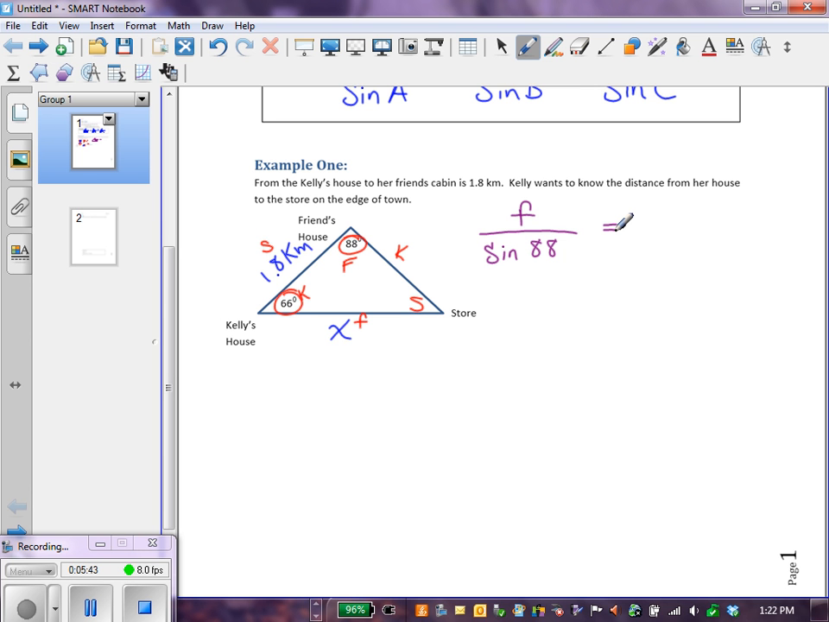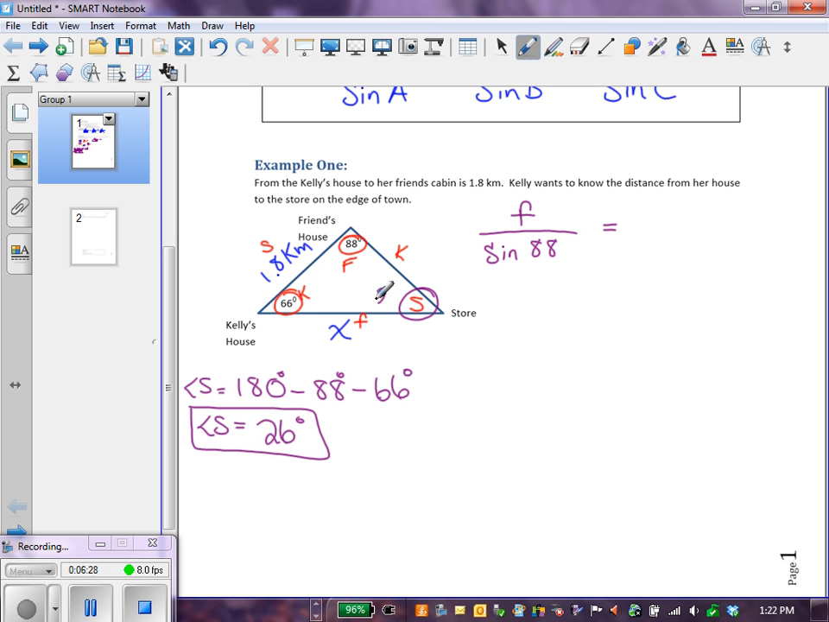It's easy. This is where your prior knowledge has to come in. Can we solve for S? Yes. So we've got 180 minus 88 minus 66, and that's angle S. So what is angle S? 26? Okay, so now we know, and I forgot my units of measure on all of these. So angle S is 26 degrees.